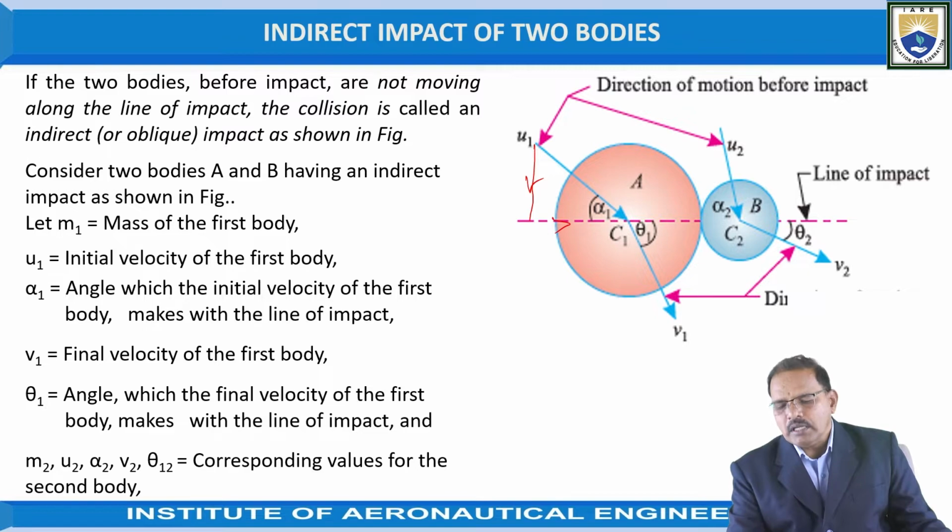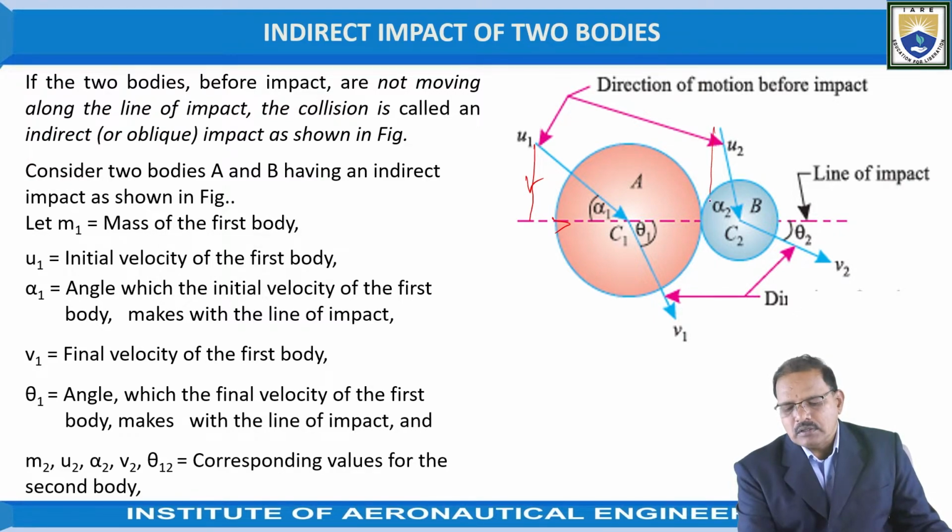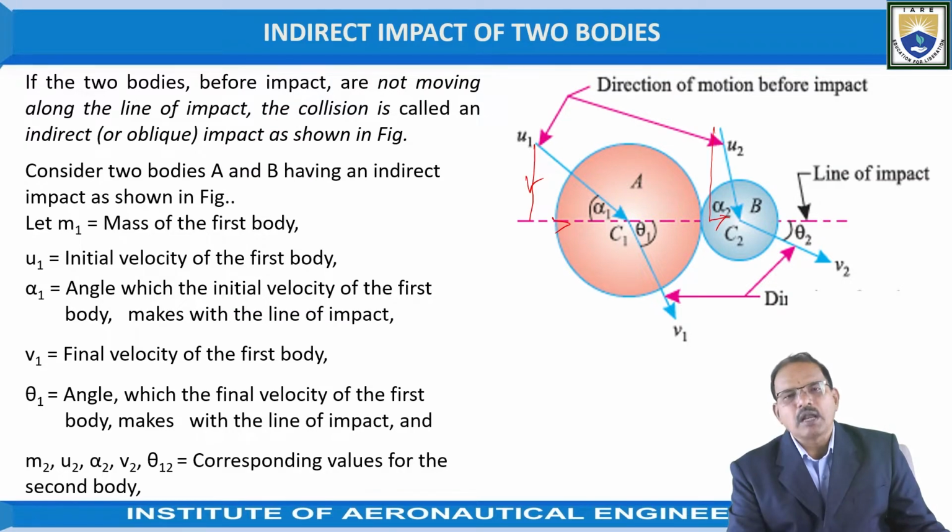Similarly, for the second body, u2 is the initial velocity before the collision, making an inclination of alpha 2 with the line of impact, as shown in the figure. When resolved into two components, u2 cos alpha 2 is in the direction of the line of impact, and u2 sin alpha 2 is perpendicular to the line of impact. These are the components of velocities of the two bodies m1 and m2 before the collision.